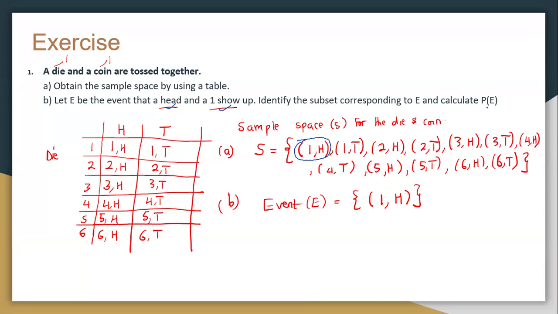And then they said calculate the probability of the event. So I will come here and say the probability of the event is equal to the number within the event divided by the number within the sample space.